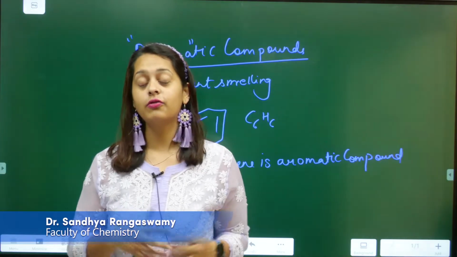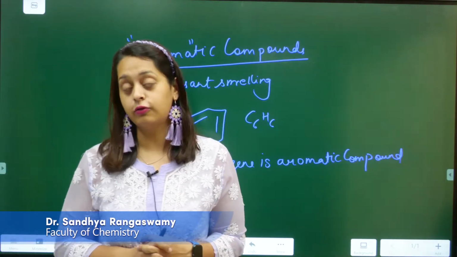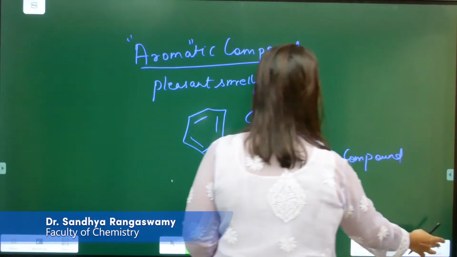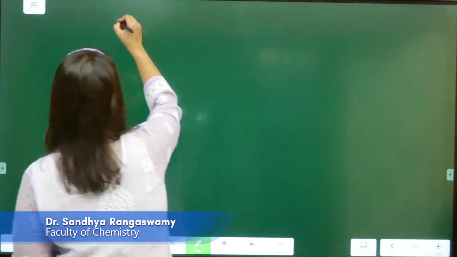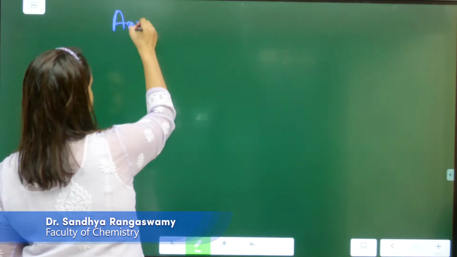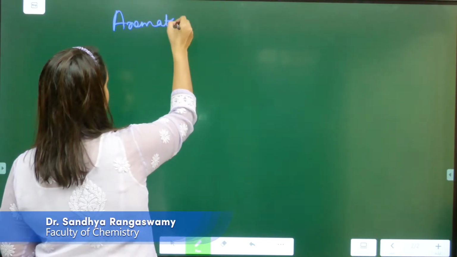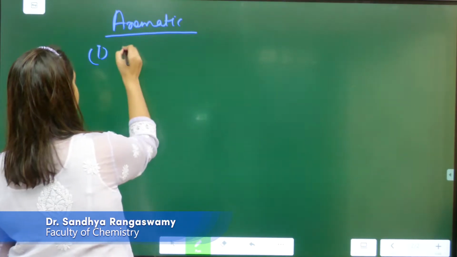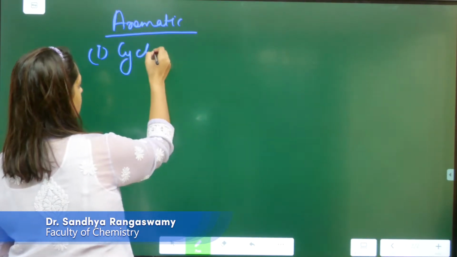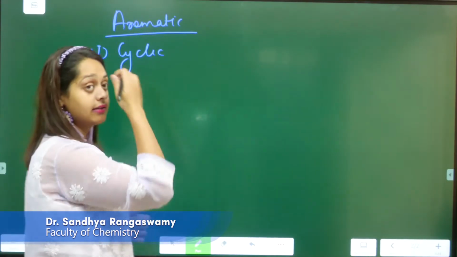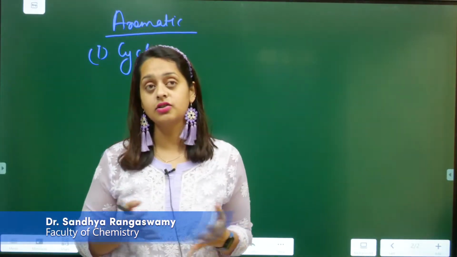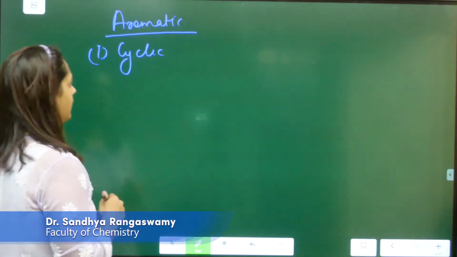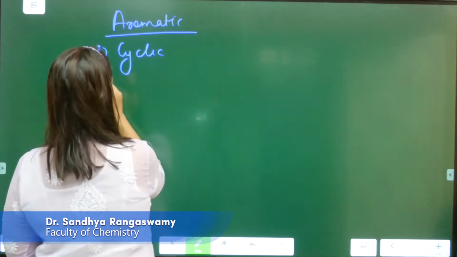So there are 4 rules which it should follow. What are those 4 rules? Let's see what are those 4 rules. For a compound to be aromatic in nature, what are the 4 rules to be followed? First one, it should be cyclic. What do you mean by cyclic? It should have a ring structure present in the compound. So, okay, the first condition is satisfied.